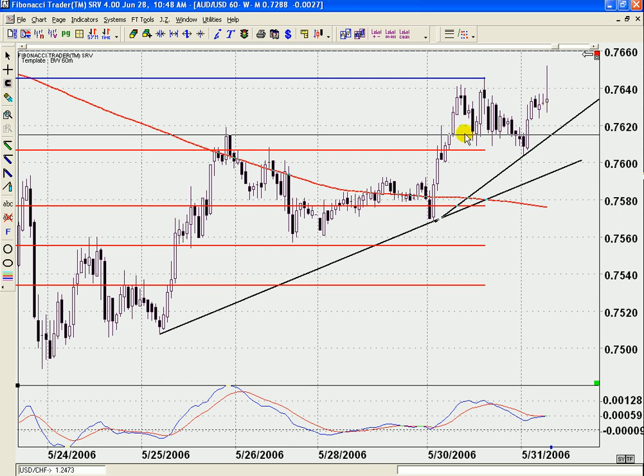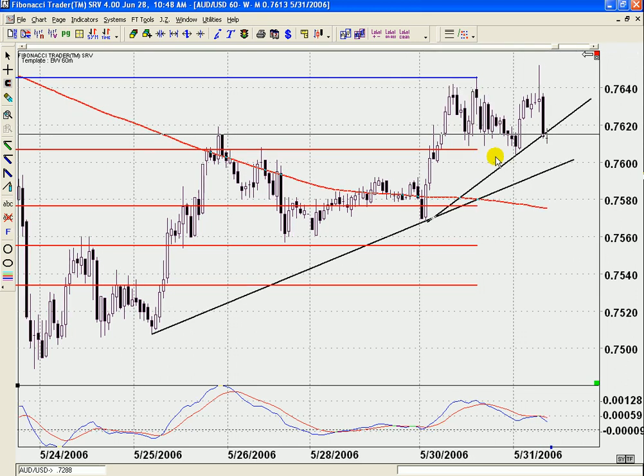Now there's two ways we can define our down move. You can trade it here in anticipation of a down move as a result of the false break, or you can wait for the break of the short-term trend line, or you can wait for the break of the 38% retracement level, which is a key level.